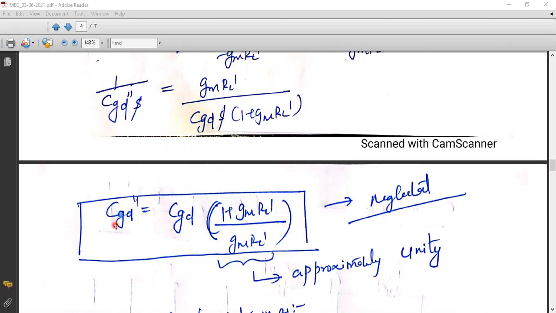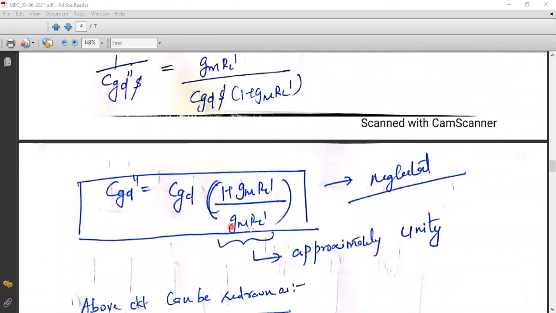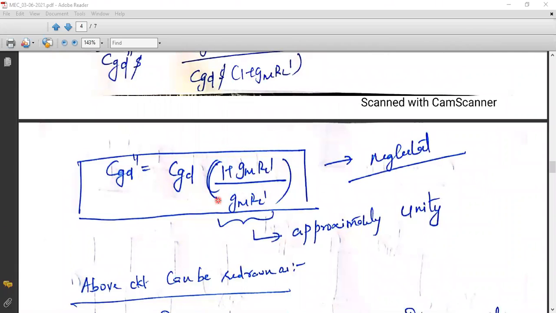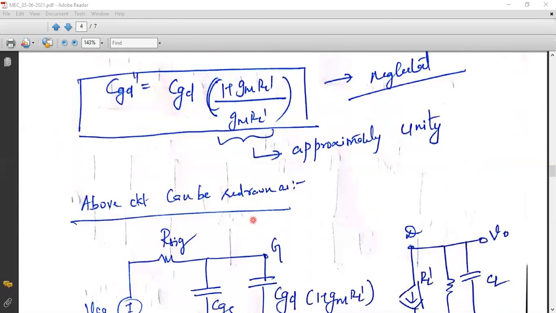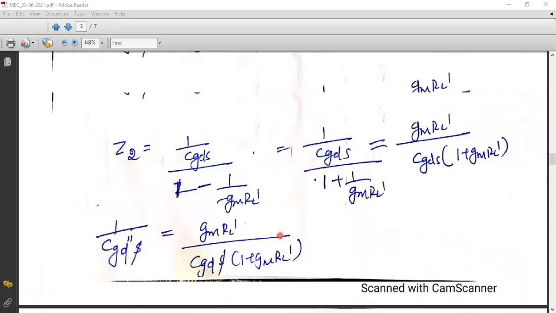So we are neglecting this capacitance for our convenience, because this ratio will be approximately unity, just like 101 by 100. So that is not showing much high value. Therefore, I will neglect this and I will retain only with what? CGD. I mean CGD dash.